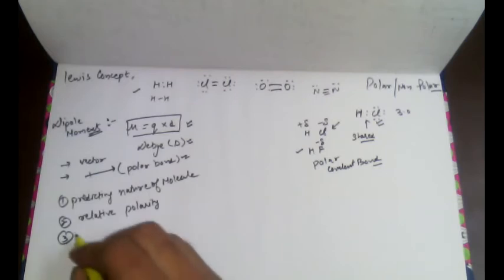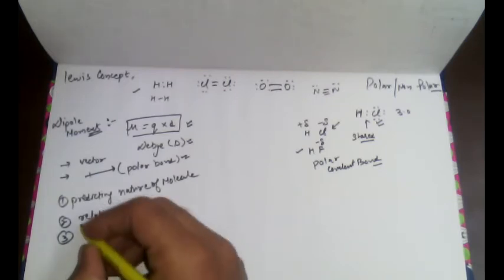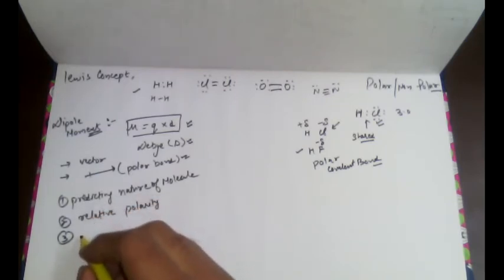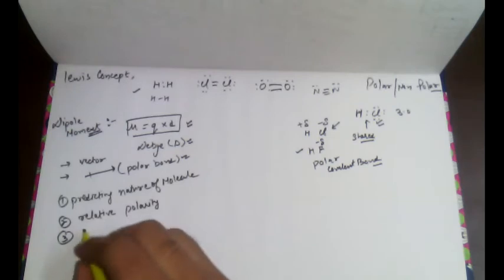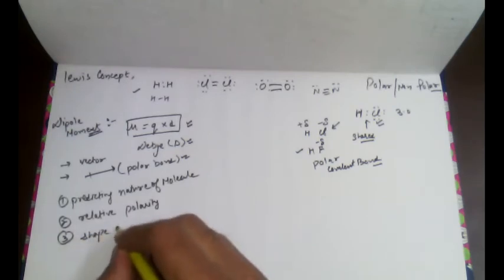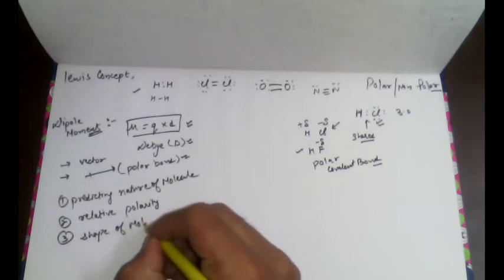Third one is determining the shape. Different molecules have different shapes because of their positive and negative charges, because of their dipole moment. Next, we study the dipole moment to understand the shape of the molecule.